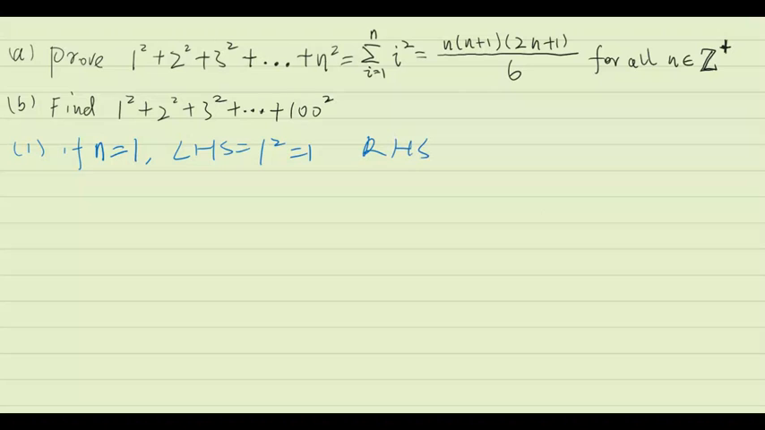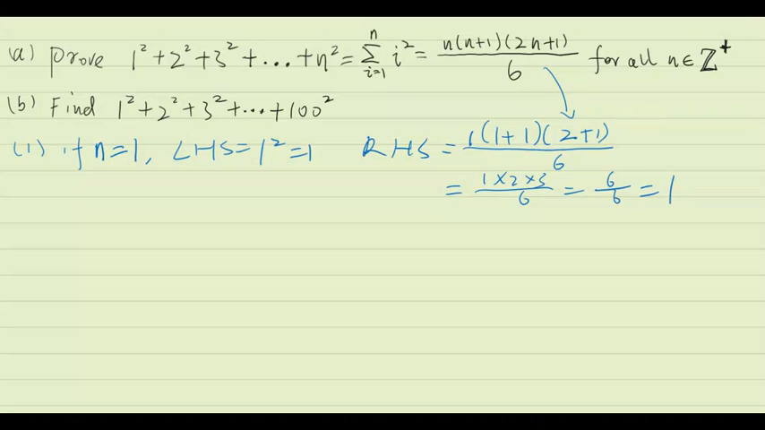Because n equals 1, the right-hand side is 1 times (1 plus 1) times (2 times 1 plus 1), divided by 6. Let's solve that: 1 times 2 times 3 divided by 6 equals 6 over 6, equal to 1. So in this case, the left-hand side equals the right-hand side, so this equation is satisfied. Now we can continue to the next step.